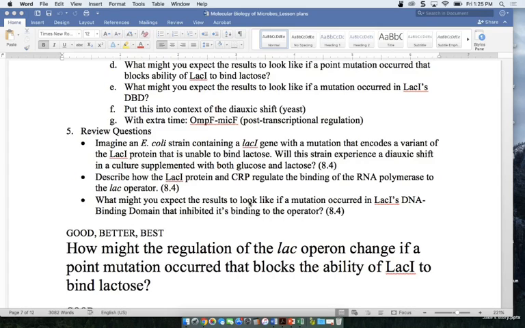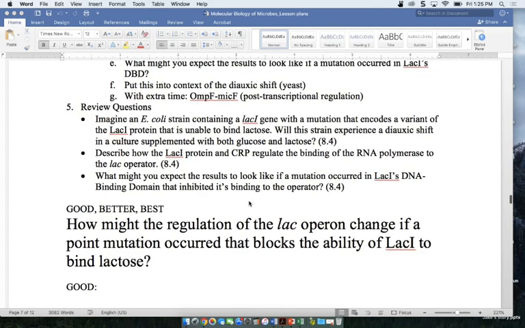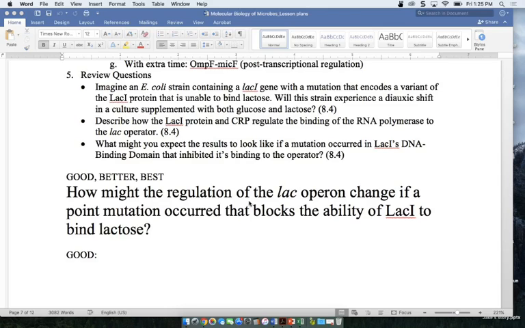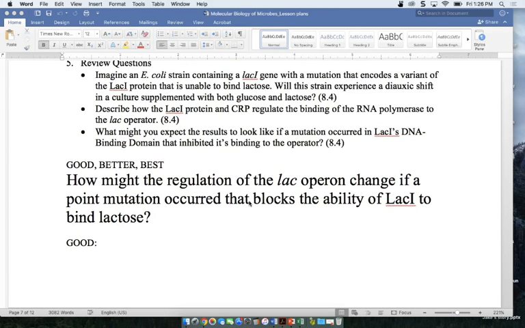So I put together a good, better, best question, and the answers are already posted up on Blackboard under today's lesson. But I want to work on this problem that's the big one at the bottom here. How might the regulation of the lac operon change? So how might this affect the activity or the expression of those LAC-Z, LAC-Y, and LAC-A genes if a point mutation occurred that blocked the ability of LAC-I or LAC inhibitor to bind to lactose?